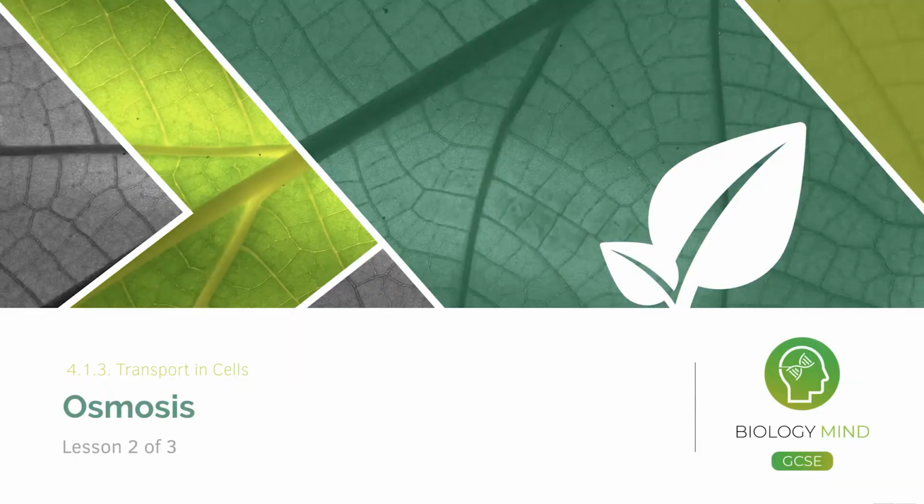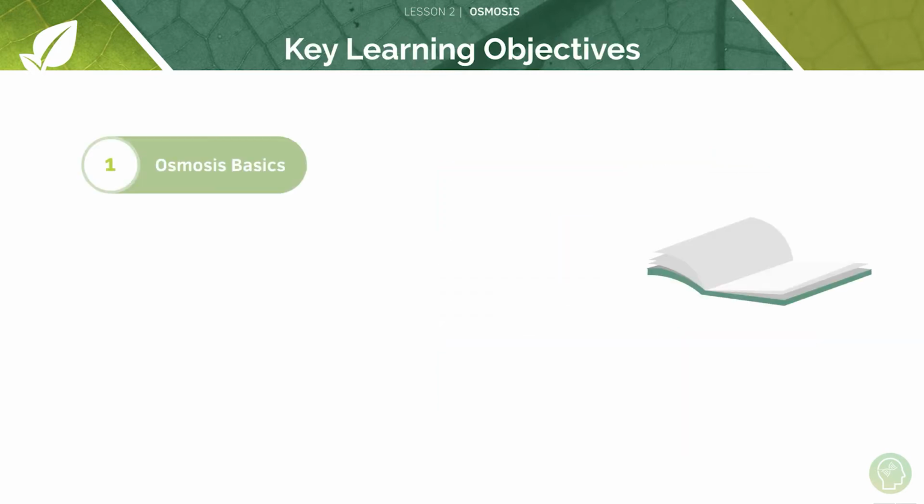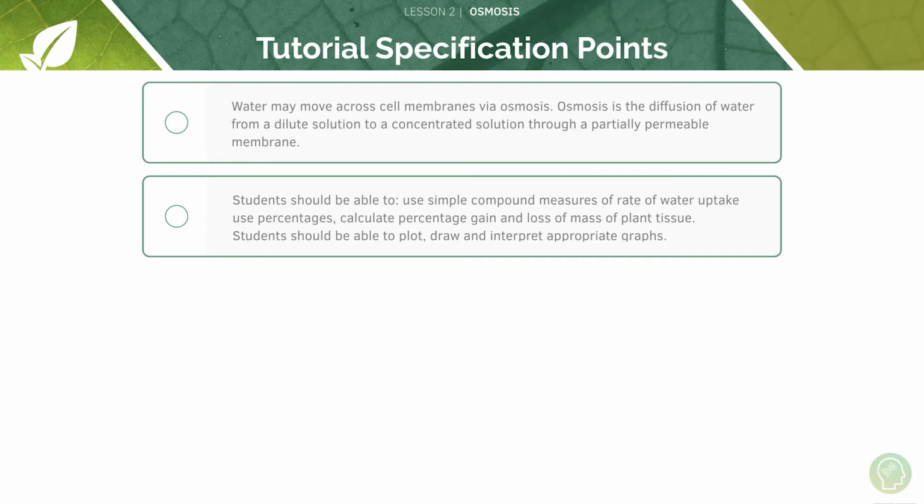So let's get started. Hello and welcome to this tutorial on osmosis. In our previous tutorial we had a look at diffusion, and in the next tutorial we're going to be having a look at active transport. So this is all about transport in cells, and osmosis is just another version of transport in a cell. We'll be having a look at the basics of osmosis, various calculations, and if you just read through the specification points here, that will make it really clear to you exactly what you need to know. So perhaps you could pause it at this point and have a read through.